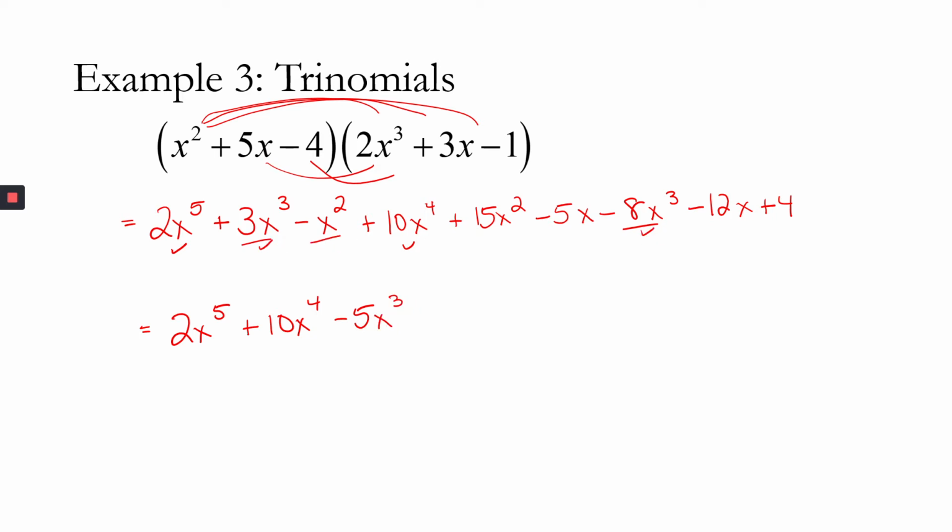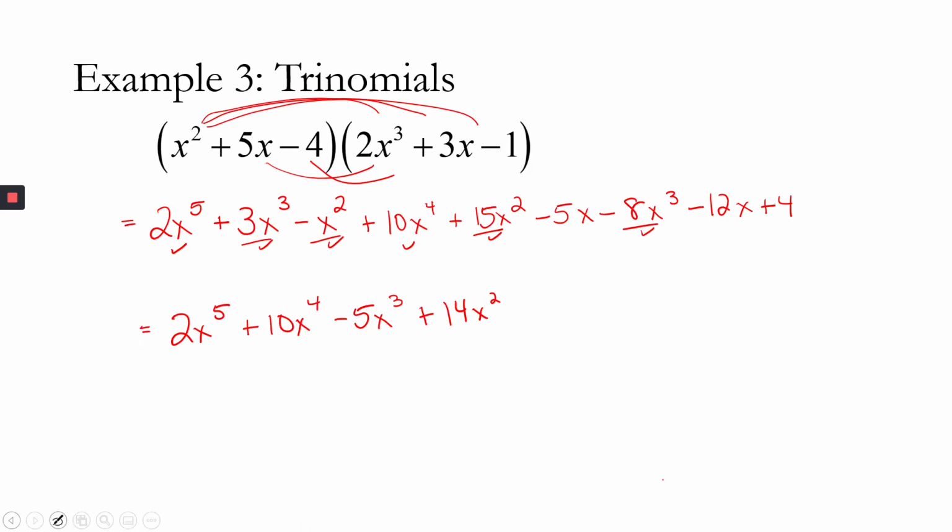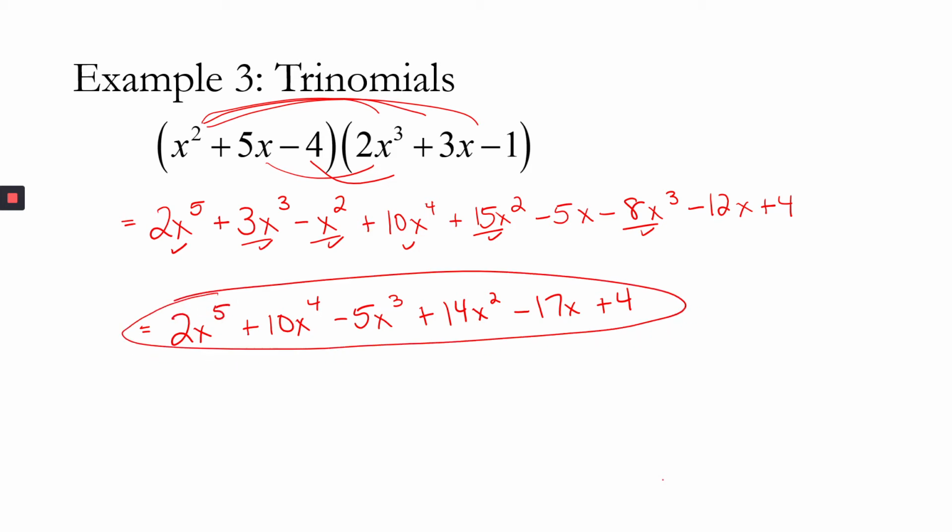My x squareds, that's going to be plus 14x squared. My x's, negative 17x, and then the constant is just plus 4. So there's the answer to that one.